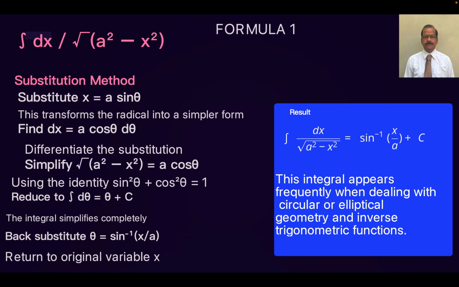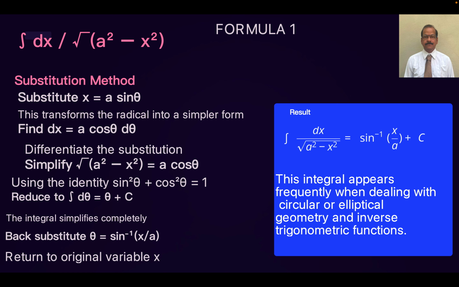Now we know that sin square theta plus cos square theta equal to 1 is a trigonometric identity, a very important one, and it reduces to integral of d theta equal to theta plus a constant of integration c. Fine.